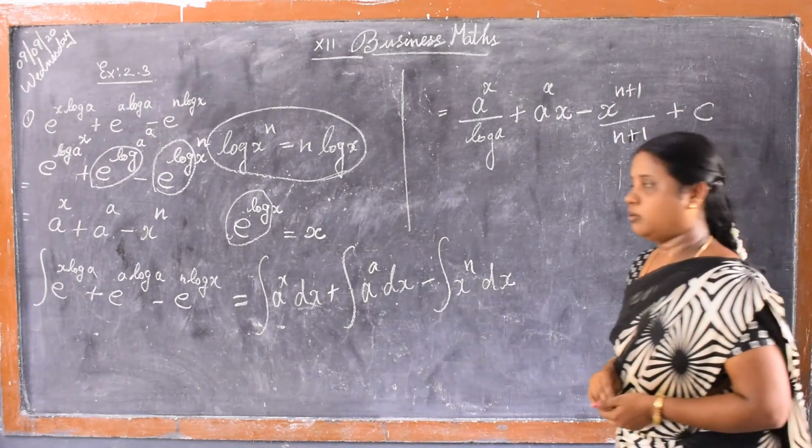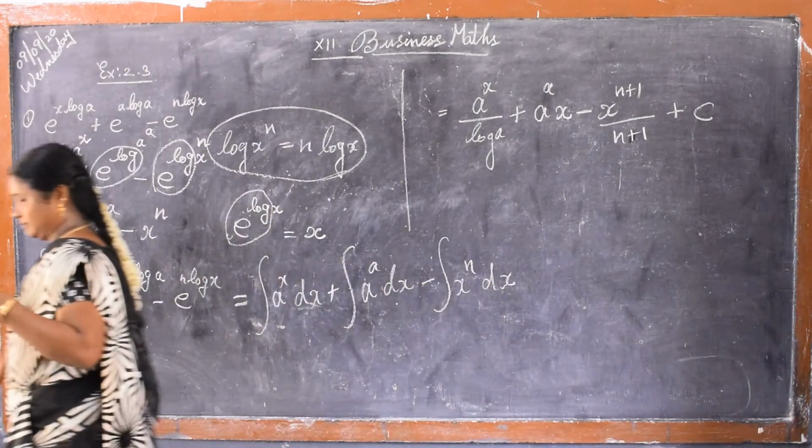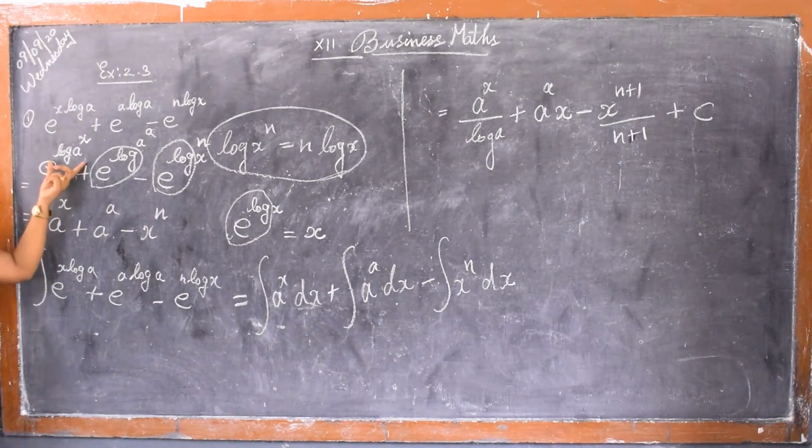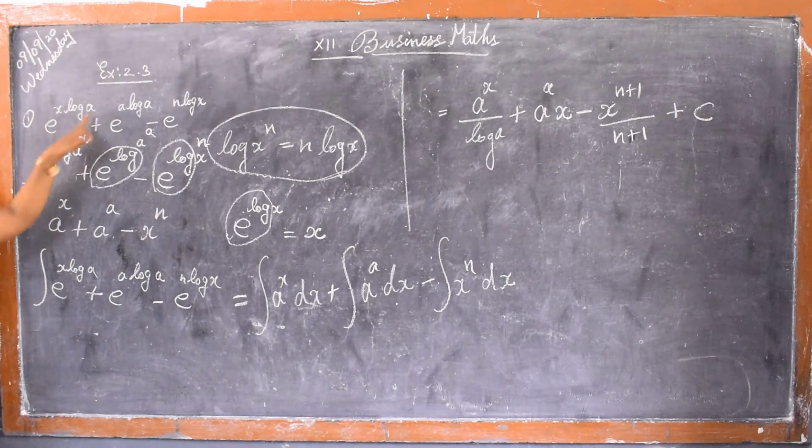Have you understood what I have done here? See, in our first step we have to write the powers, then you have to eliminate e and then log.